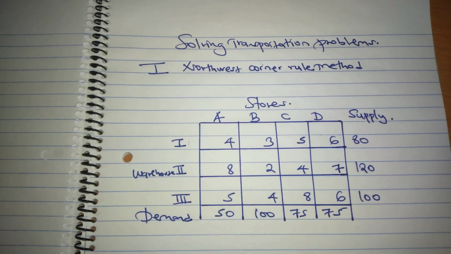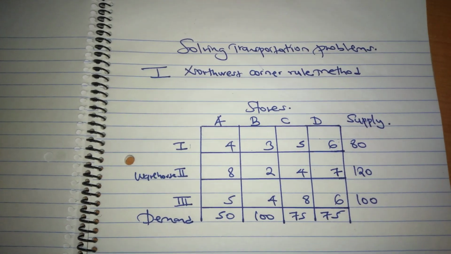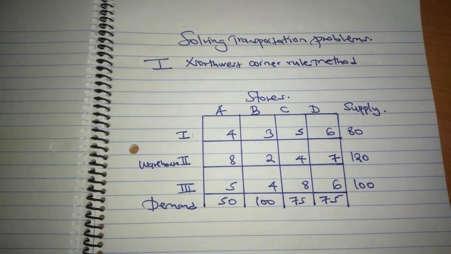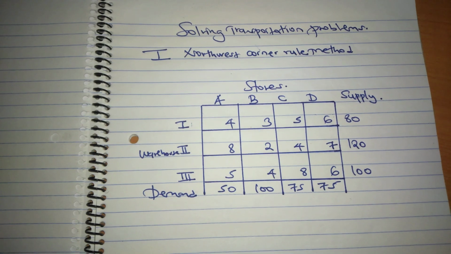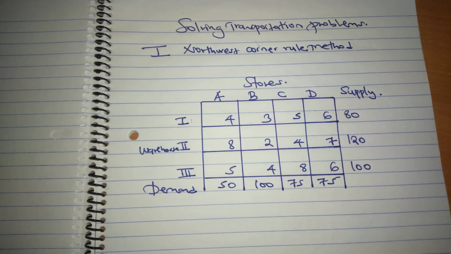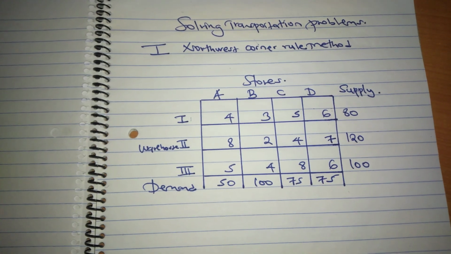Hi, today we'll be looking at solving a transportation problem using the northwest corner rule method. Now, when you're presented with such a question, the first thing you need to establish is whether this is a balanced transportation problem or an imbalanced transportation problem.